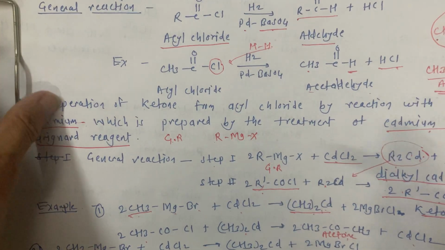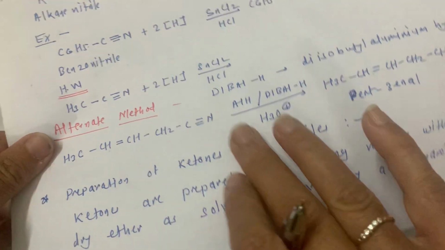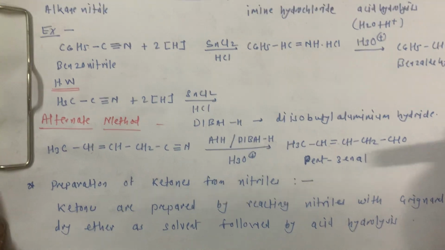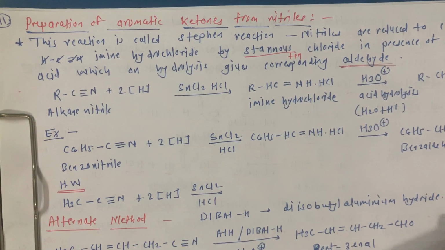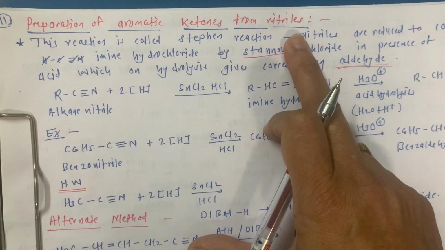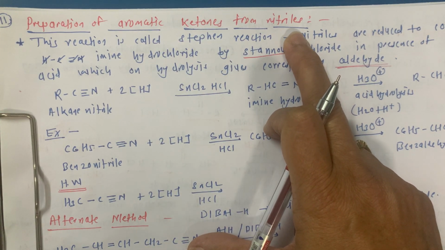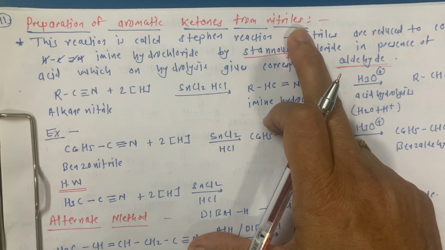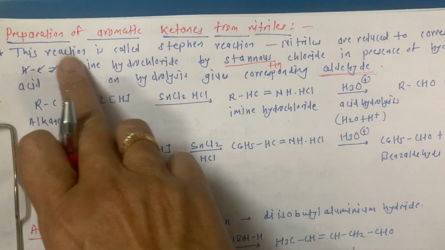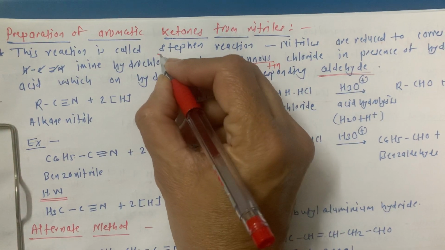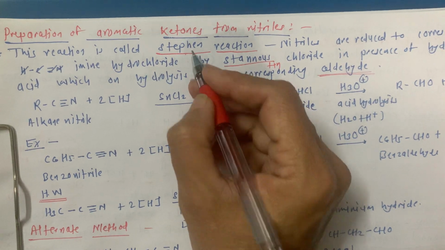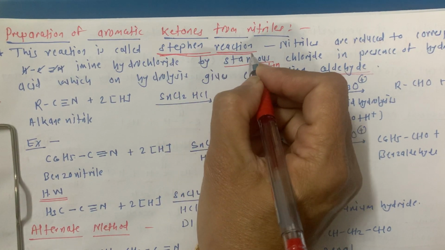Okay, next, preparation of now aromatic ketones. Initially we studied preparation of aliphatic ketones. Now preparation of aromatic ketones from nitriles. Cyanides are also called nitriles. We studied this thing in 11th standard. Now what is this? This reaction is called Stephen reaction. Again, this is a name reaction. The name of the scientist is Stephen. So this is Stephen reaction.